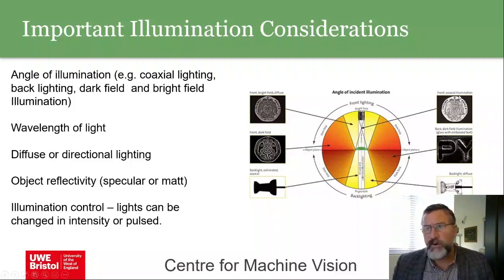This is front coaxial illumination, so it's illuminated from the front in the same axis as the camera, using a special arrangement, which is explained in the handbook. Front, bright field, diffuse, yes. Bright field and dark field illumination are standard techniques that are used in machine vision for identifying usually 3D defects like cracks or scratches or things that are very hard to see.